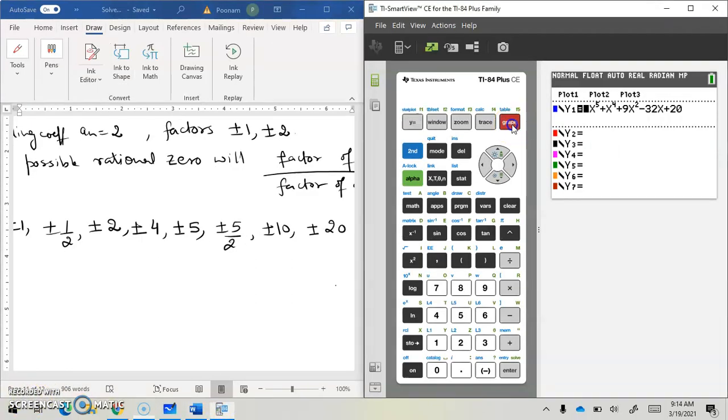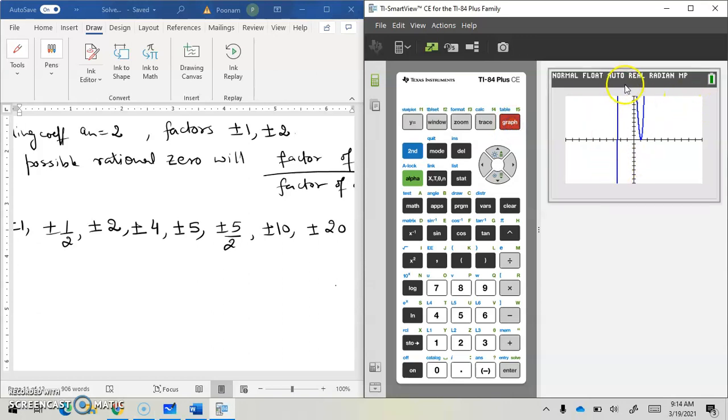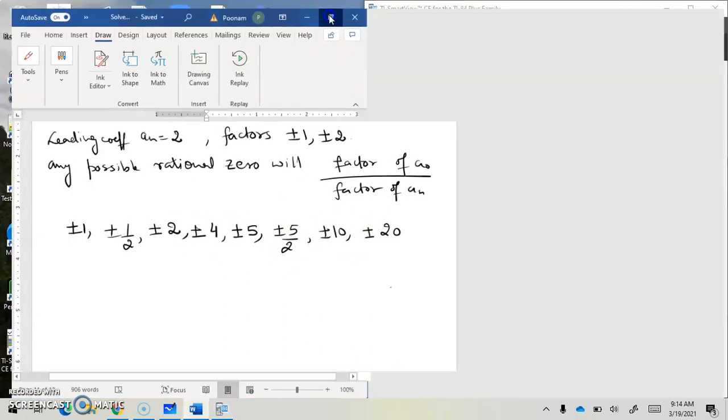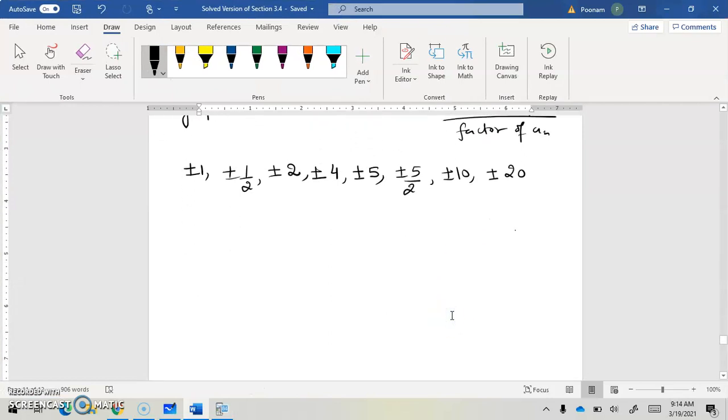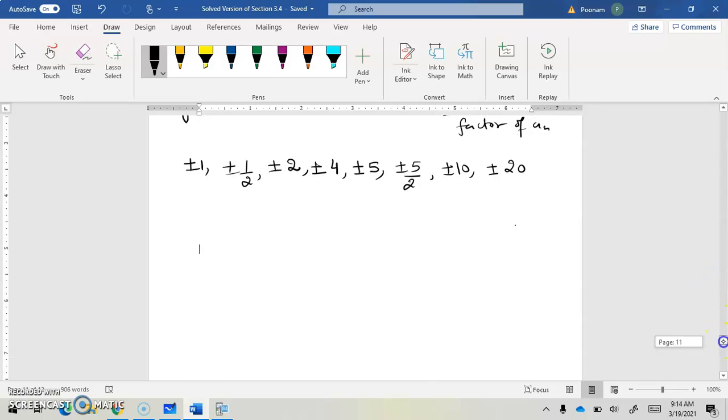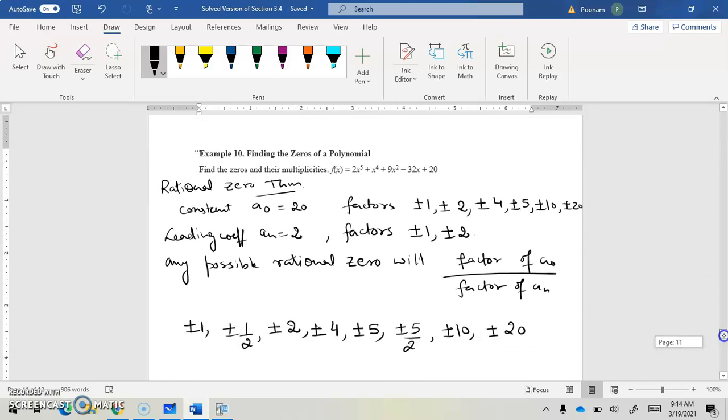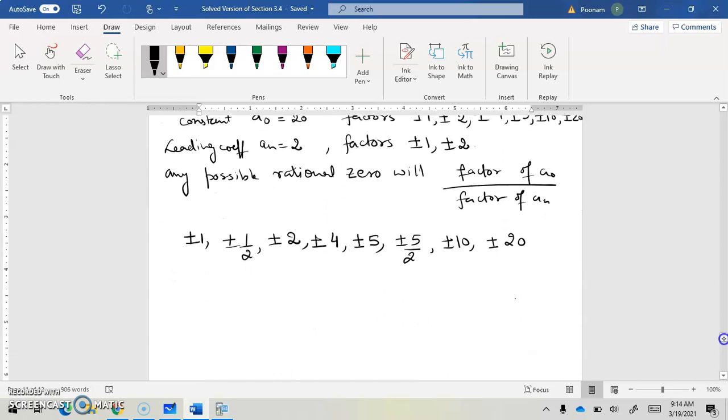When we type this graph in the calculator, it looks like maybe 1 is a zero out of all these possibilities. So I'm going to try 1 to check if 1 is a zero or not. What are my polynomial's coefficients? 2, 1, 9. I'm going to check whether x equals 1 is a zero by synthetic division.